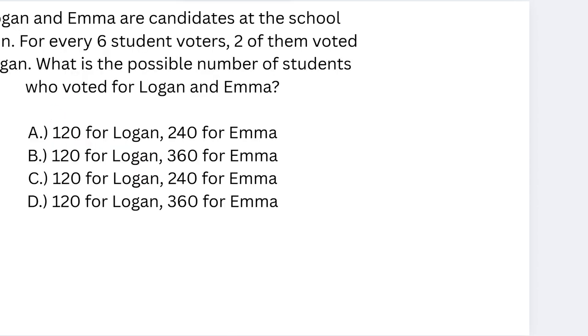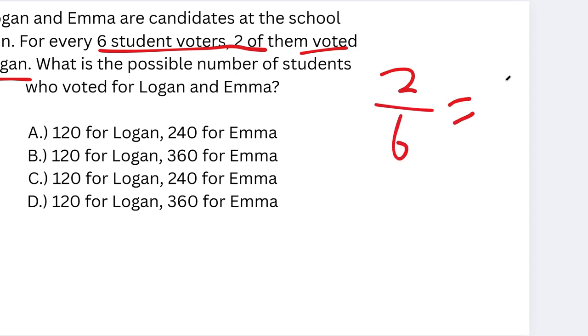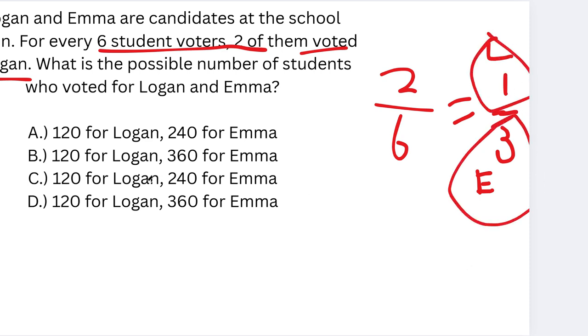Now it's number 4. This is our first word problem. Logan and Emma are candidates at the school election. For every 6 student voters, 2 of them voted for Logan. What is the possible number of students who voted for Logan and Emma? So for every 6 student voters, 2 of them voted for Logan, which means that 2 out of 6 students voted for Logan, which is also 1/3. So that will be our ratio. This is Logan and this is Emma. So when Logan gets 1 vote, Emma gets 3.